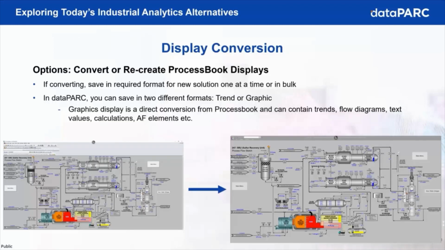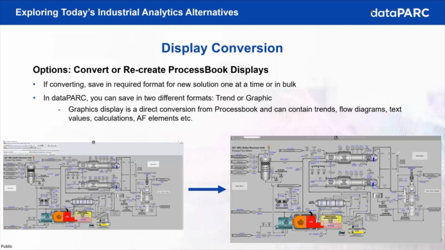So a little bit more about the display conversion. You have two basic options when you're trying to convert ProcessBook displays. You can recreate them, which tends to be a time-consuming, painstaking effort, or you can convert them with our converter tools. To use our converter tools, you'll need to resave things out of ProcessBook. You can do this in bulk, which is typically what you do at the beginning, and bulk save everything that you already created. Or you can do it one at a time. Maybe something was missed or something was created after the initial bulk save.